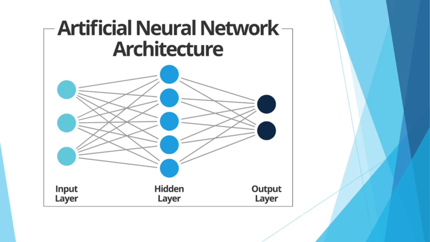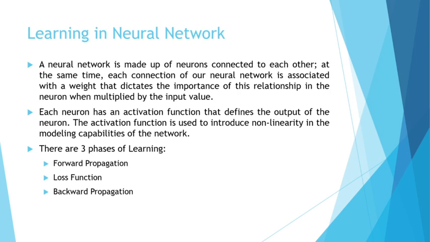We have seen the first topic of this, that is Hopfield networks. We have understood what Hopfield networks are. We have also seen the artificial neural network architecture, that is the three-layered architecture: input layer, hidden layer, and output layer.